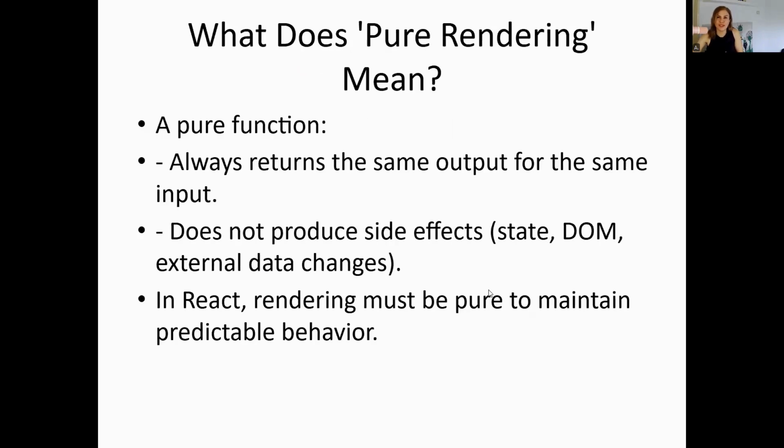Now, let's begin from what is a pure function. The definition of a pure function is that it will always return the same output for the same input. And it's not supposed to produce side effects like state, DOM, or external data changes. In React, rendering must be pure to maintain predictable behavior. And we will see why and how in the next slides.